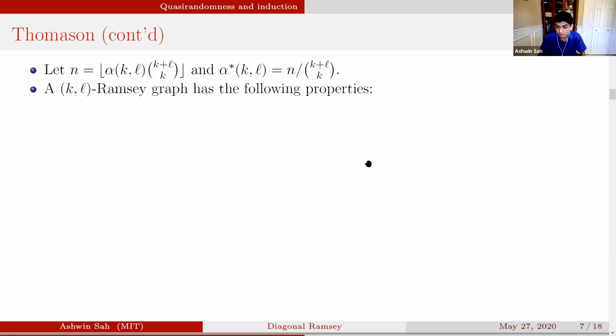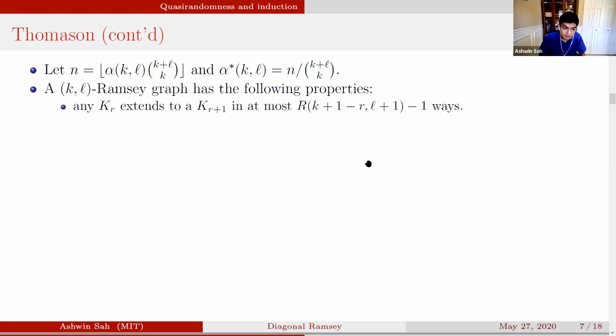What they essentially viewed is that any vertex has only so many neighbors or so many non-neighbors. The idea that Thomason has is to extend this a little bit in the following way. So I have a K_l Ramsey graph, then it has the following properties. For one, suppose I have a clique of size r, and then I want to find a vertex that extends it to a clique of size r plus 1. How many possible such vertices can we find?